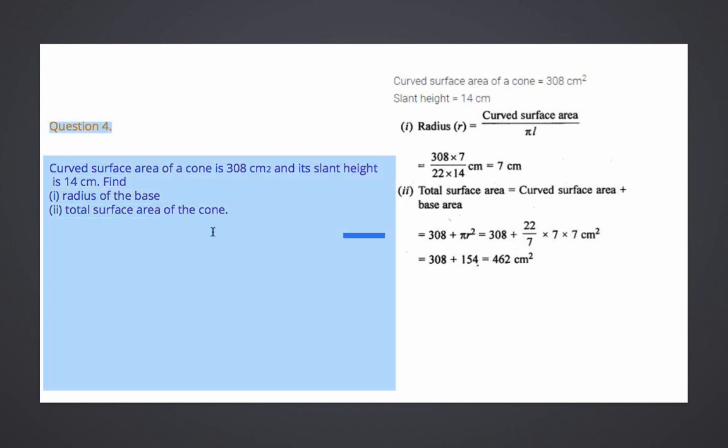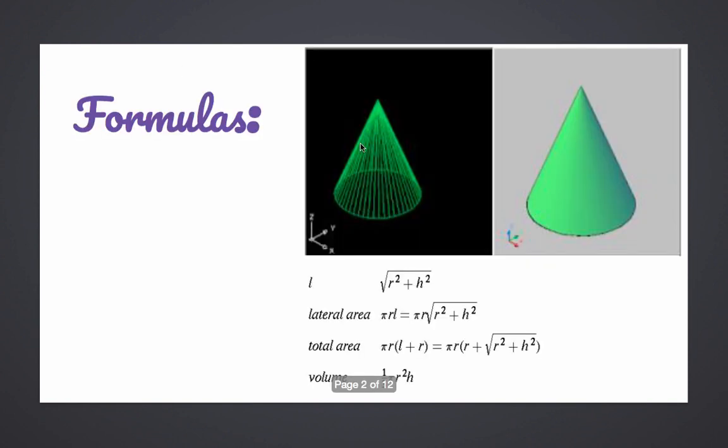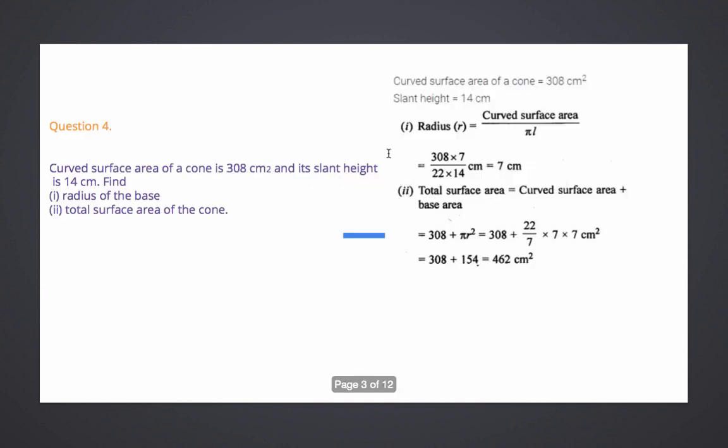Students, pay attention, see what the question is. Yes, question number 4 says curved surface area of a cone is 308 centimeters square. What's the curved surface area of the cone? 308 centimeters square. So this I have written: curved surface area of cone is 308 centimeter square. And its slant height is 14 centimeter. What is slant height, students? Yes, this is the slant height. So that is what is given. Slant height, L, is given.